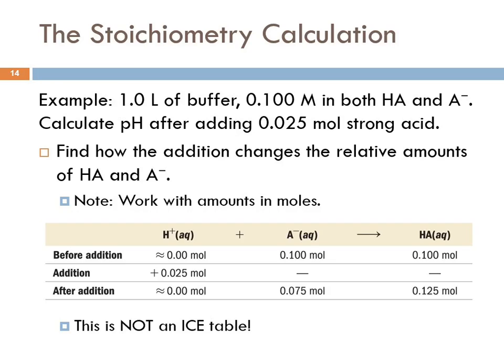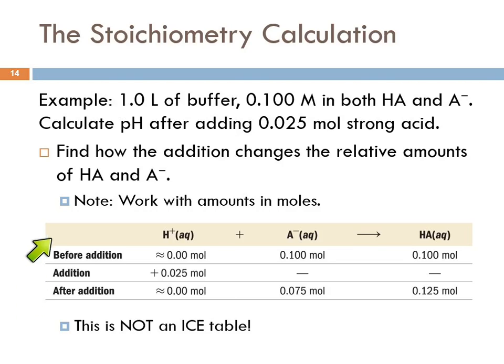Okay? And we can do that because later the volumes are going to cancel out anyway. So it's going to be okay. And it just makes dealing with things like adding 0.025 moles of acid easier to deal with. Now, when we add this, we're assuming that there's not a significant volume change that we would have to worry about.